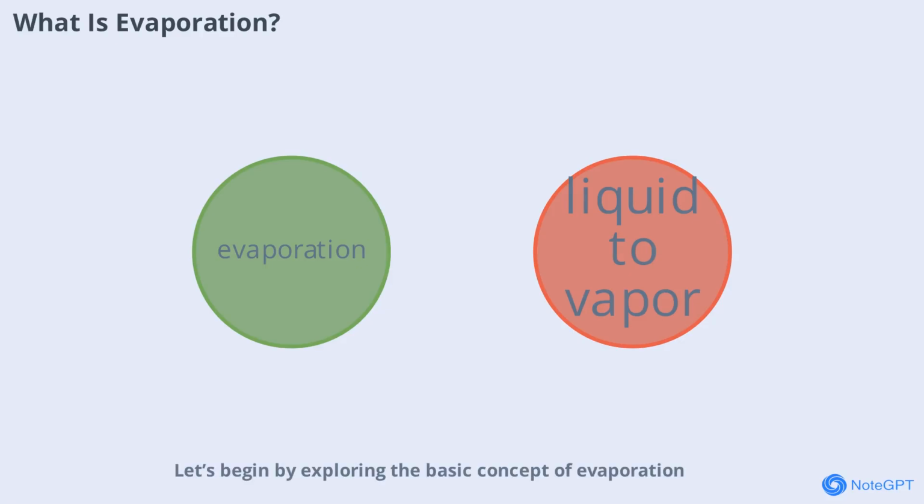Let's begin by exploring the basic concept of evaporation. Evaporation is a natural process where a liquid, most commonly water, transforms into a gas or vapor. This change occurs when molecules at the surface of the liquid gain enough energy to break free and enter the air. You've probably noticed puddles disappearing after a rainstorm or wet clothes drying on a sunny day. These are everyday examples of evaporation in action.